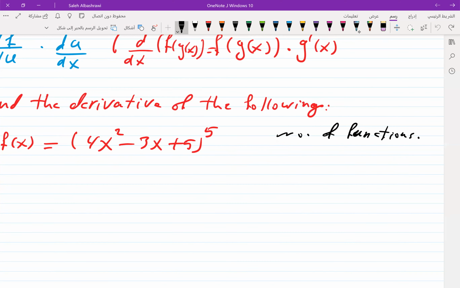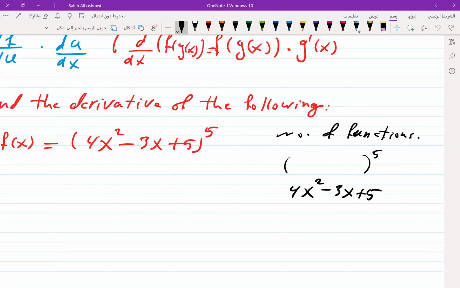The first function, or the outer box, is the power 5. This is one function: the bracket to the power 5. The second function is what is inside, 4x squared minus 3x plus 5. So in this example, I have two functions, the power and the polynomial inside the power.